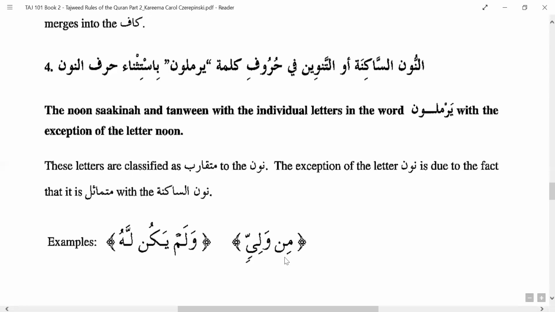Okay, so here you will do mu wali. You will not say min wali. You're going to do idgham because of close makhraj. First letter sakin, second letter haraka, mutaharrik.